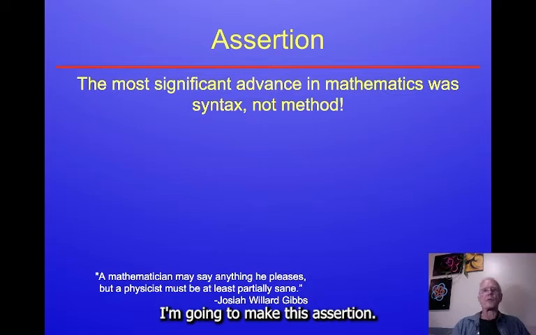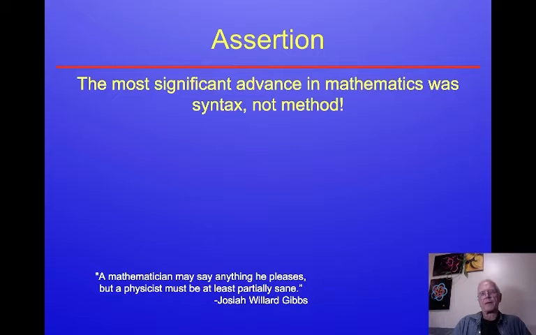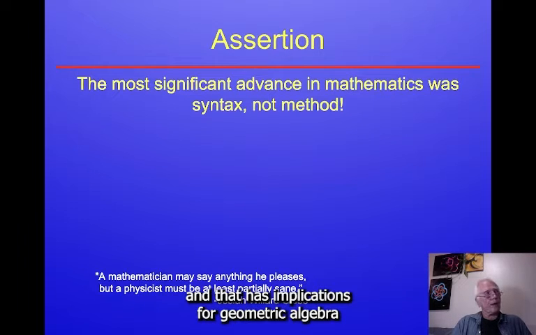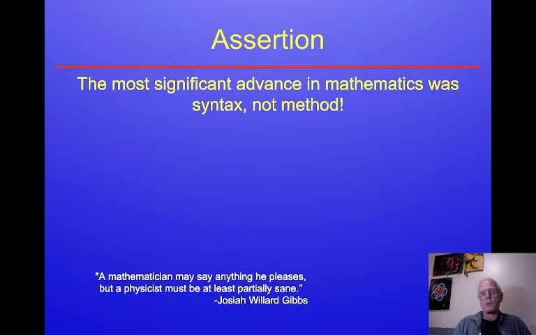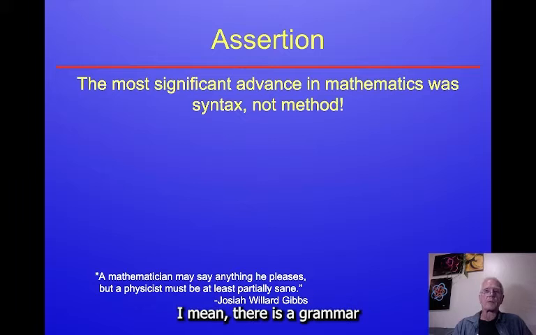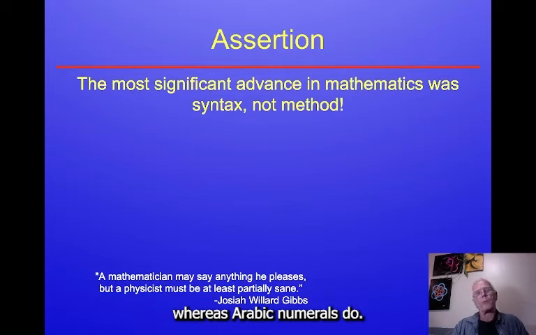I'm going to make this assertion. The most significant advance in mathematics is syntax and not method. You're welcome to disagree with me, but I'm going to make a case for it right now, and it has implications for geometric algebra. The first case is to think of Roman numerals. There's a grammar that is very clumsy, does not suggest how the mathematics is done, whereas Arabic numerals do.